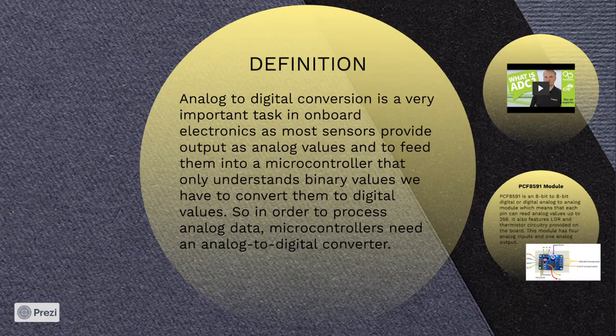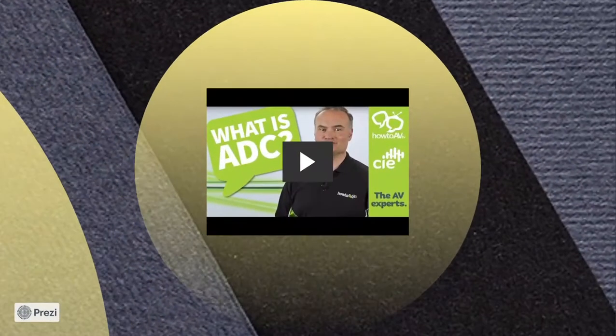Definition: Analog to digital conversion is a very important task in onboard electronics, as most sensors provide output as analog values. To feed them into a microcontroller that only understands binary values, we have to convert them to digital values. So, in order to process analog data, a microcontroller needs an analog to digital converter. Next, we will see a video that explains better the definition of the ADC and DAC.